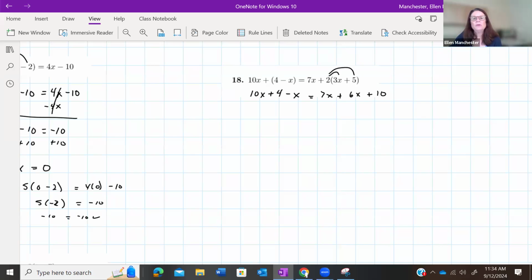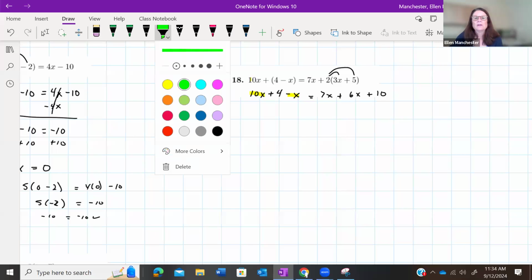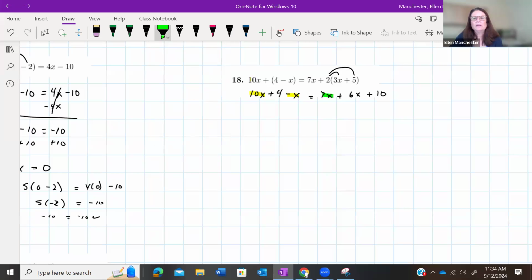Okay, so for this one, this is the first time you've seen this, where you have like terms on the same side of the equal sign. So we have 10x and a negative x on the left, and we have 7x and 6x on the right. So all that means is you're adding like terms. Did we go over that already? What a like term is?